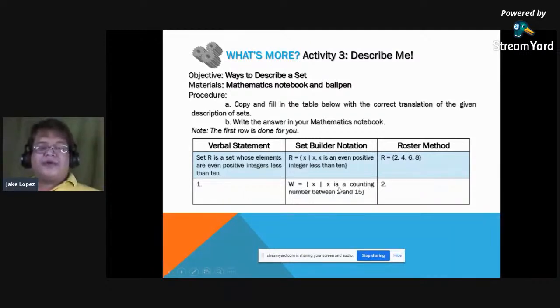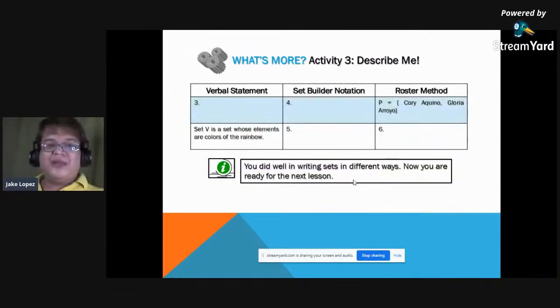So the example or the set builder notation here is W equals the set W equals all x's such that x is a counting number between 2 and 15. So, nasa loob ng 2 hanggang 15. Alright, so isusulat niya sa Rosser method and also the verbal method. Okay? And then here also the 3, 4, 5, and 6. So please write that in your notebook.